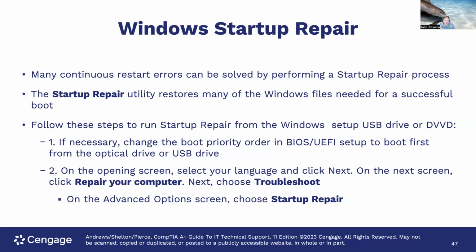So many continuous restart errors can be solved by performing a startup repair process. The startup repair utility restores many of the Windows files needed for a successful boot. So you can follow the steps to run startup repairs from Windows setup using USB or DVD. If necessary, change the boot priority order in the BIOS UEFI setup so you can actually use that. Otherwise, it's just going to default to your hard disk and you're going to go right through it. So if you've got that USB plugged in, it's not going to use it. So change your boot order to get that to work.